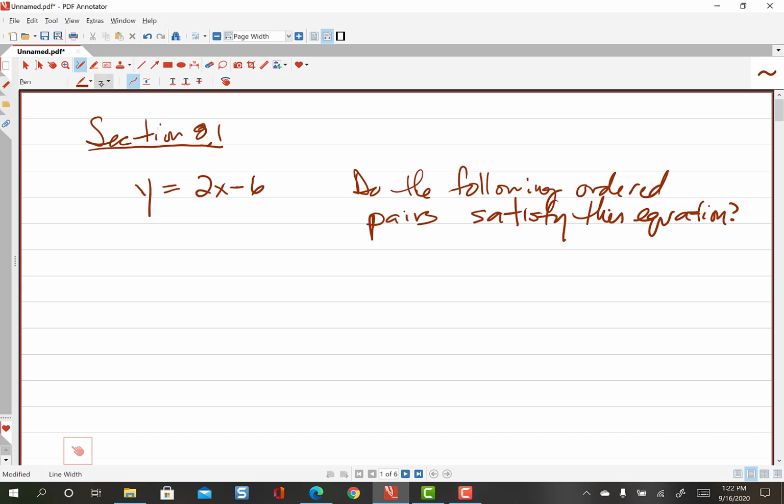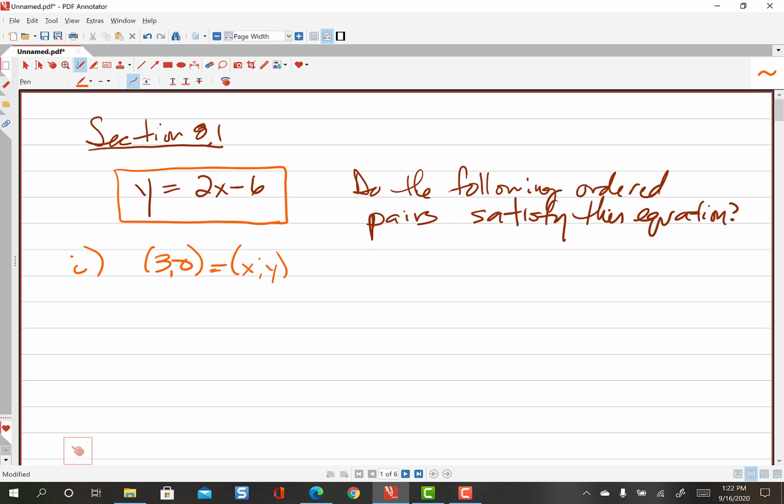If this is the equation we're talking about here, we're going to get some ordered pairs, or coordinate pairs, xy pairs, and test them in there and see if we get a true statement. So let's say we had something like 3, 0. Remember, your x coordinate is always first, y coordinate is second. So we want to take those things, put them into our equation, and see if they work or not.